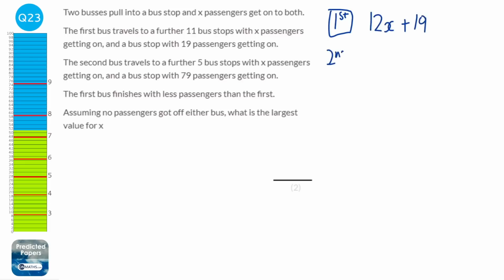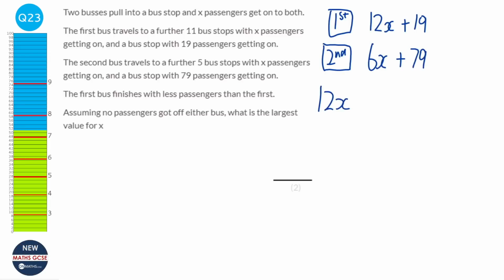So plus 19. Now for the second bus, well, we start with x and a further 5x come on, because 5 bus stops with x passengers, so that's 6x altogether, and then 79 get on. And it says the first bus finishes with less passengers than the second. So the first bus finishes with less, and the way we show that is with this inequality here.